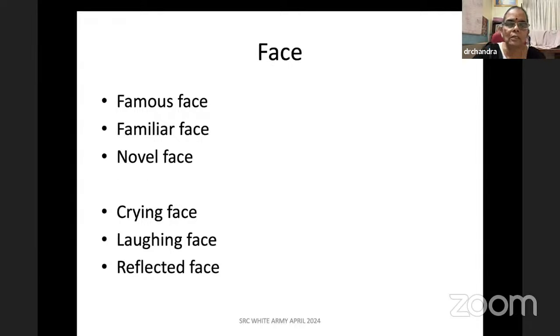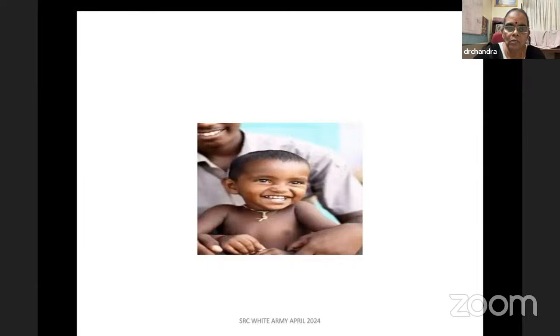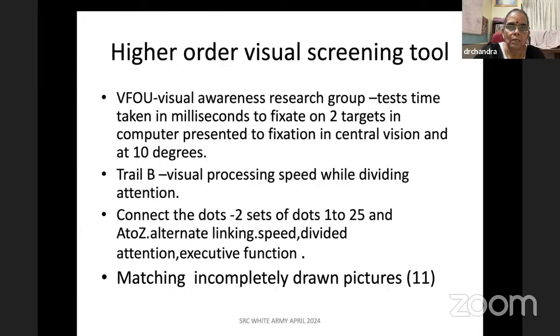Face recognition failure can be unique for a famous face, familiar face, novel face, crying face, laughing face, and reflected face. I have briefly discussed some of these faces previously. This is a testing, so you should give each one differently. You should give examples for a famous face, a smiling face, a crying face, a novel face. Each one may be different. One may be recognized, one may not be recognized. So each is in a different circuit.